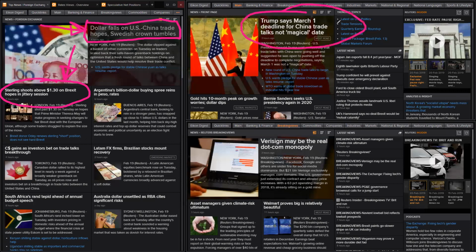Now, Trump defused it a little bit. He's saying there's a March 1st deadline, and Trump's saying that's not the magical date, which is basically moving the goalpost. The financial markets had the 1st of March as a potential date for an agreement. That now looks like it's been wound out. So I would expect this thing to just peter on until they work out some sort of deal.